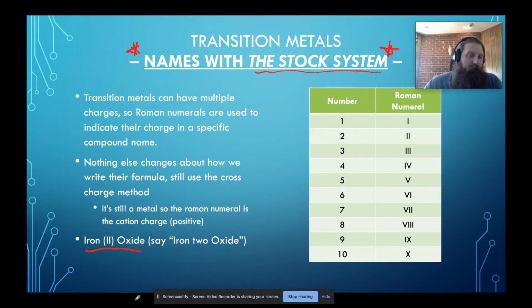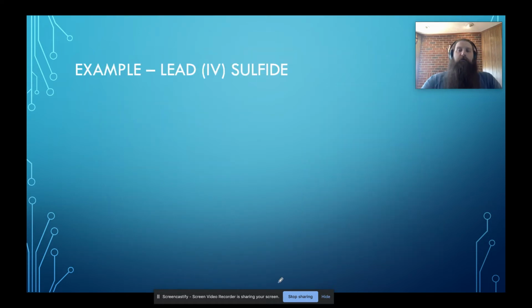The formula for that would be FeO. All right, well, let's see why real quick. So I have iron and I have oxygen. I know oxygen's -2. The Roman numeral tells me the charge on the metal. So in this case, it's 2, so +2. Cross the charges. I have Fe2O2. Divide both by 2, like reduce, FeO. There it is.